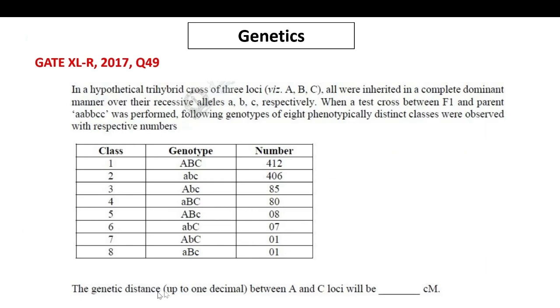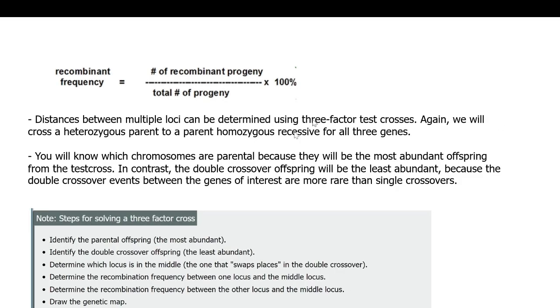Now what is the genetic distance they have asked? Okay. Now there are certain tips that I wanted to tell you, because this kind of question has been asked several times in GATE. In different years, you will find that they have asked questions from this recombinant frequency. And for a three factor test cross, you should keep in mind that there are a few steps for solving these questions. First step is to identify the parental offspring. That will be the most abundant among all. The most abundant numbers will be the parental offspring.